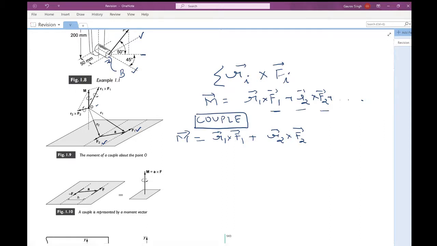Now you are already aware of the triangle rule of vectors, so you should be able to write that. If you look at this triangle O, you can write R2 plus A is equal to R1.